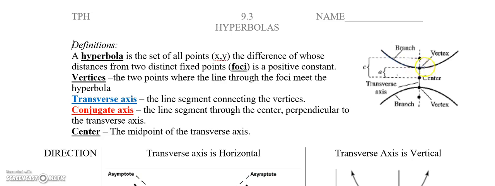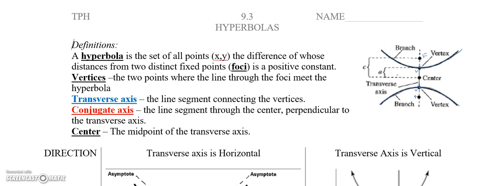You can see one branch here, where you have the vertex at the base, and here at this relative max would be the vertex of the other branch. So we have our two branches. We're going to label our vertices with a V. Our foci are going to be labeled with an F. And the foci are always inside the branch, very similar to how it was with parabolas.